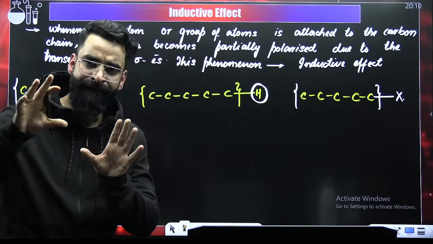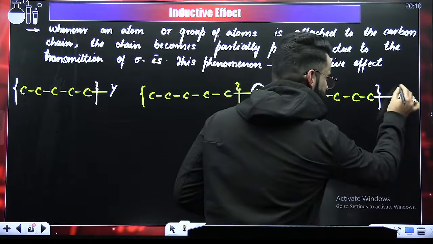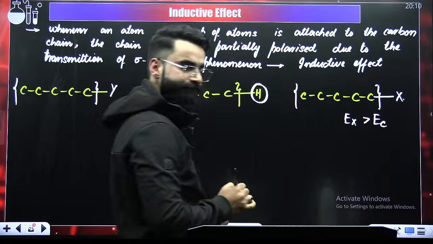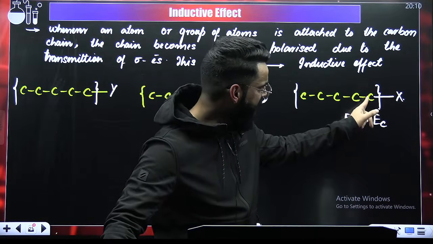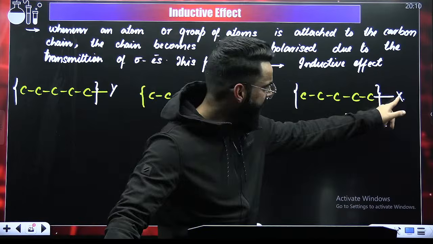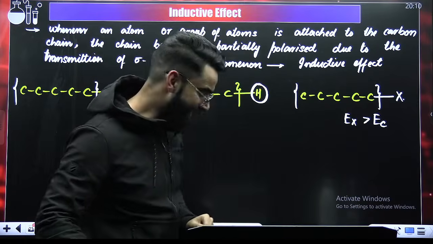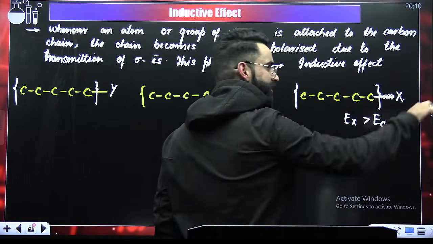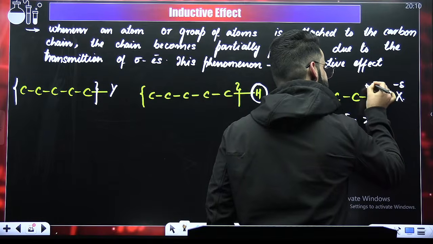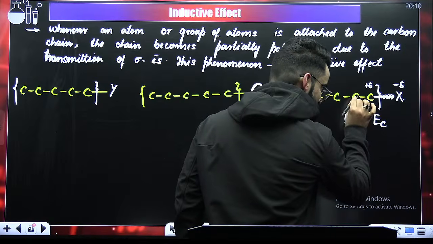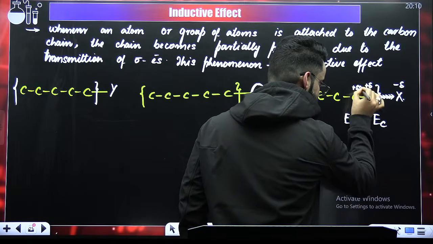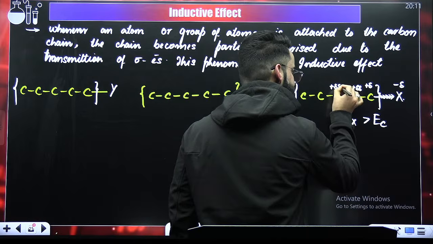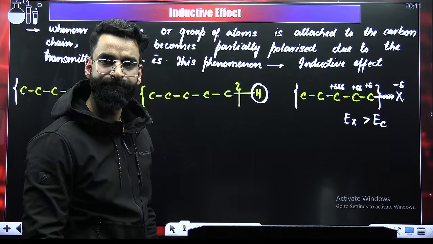Clear? Now, my dear students, let's assume that electronegativity of X is more than that of carbon. If electronegativity of X is more than that of carbon, can I say this X will attract the sigma electrons towards itself, due to which this X gets delta negative and this carbon gets delta positive. As this carbon gets delta positive, it's going to attract this electron pair towards itself, due to which this carbon also gets delta positive.